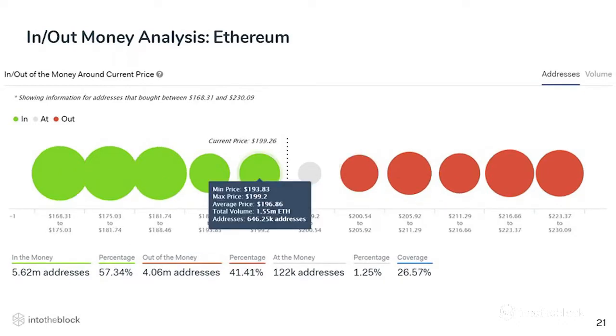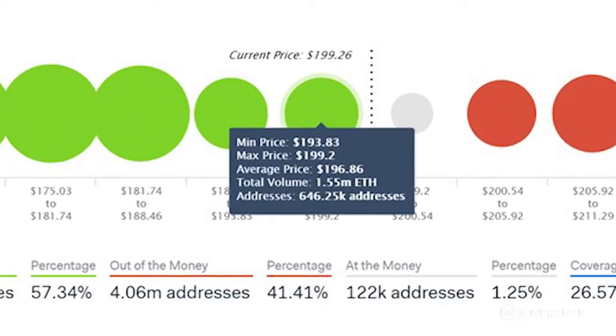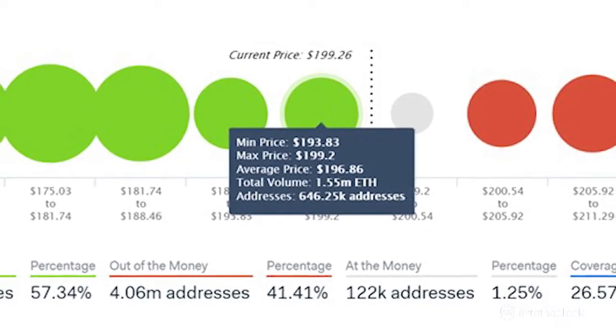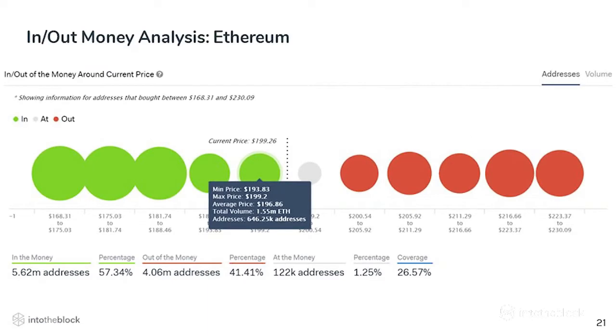So how does it look for Ethereum? There are 646 addresses between 193 and 199. That's a level of support. So if the price of Ethereum goes down, part of that volume is going to be in place and it's going to press for those prices to stay. You can do that with crypto because you have access to on-chain data. You cannot do that with anything else.